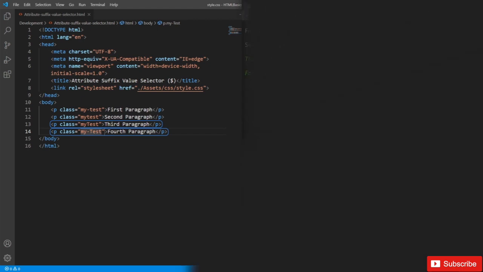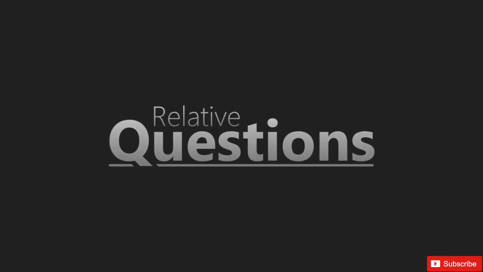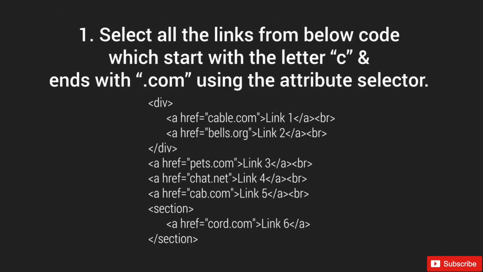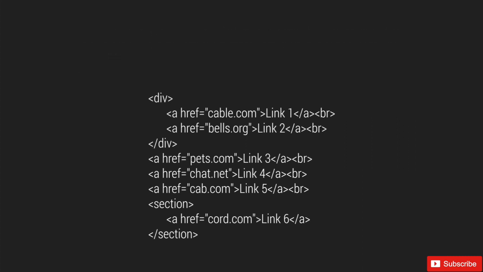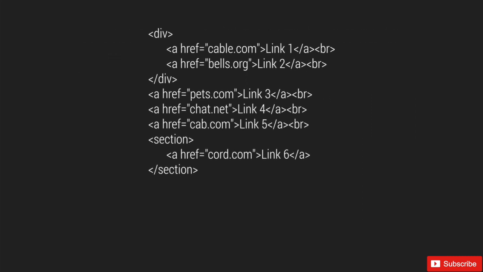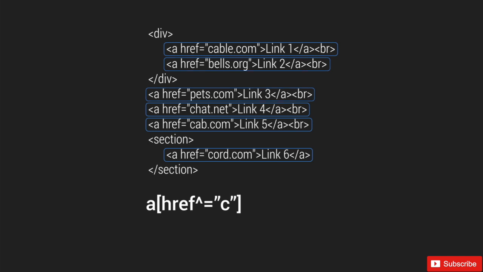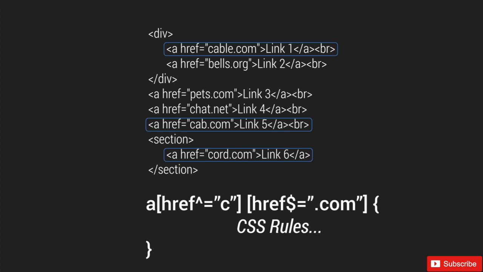Now let's discuss an assignment. Select all the links which start with the letter C and end with .com using the attribute selector. So you can write the styling like this. You say A, that is anchor tag. Inside the brackets, you give the href caret equals to C. This will select the links which start with C, and inside second bracket, you give the dollar equals .com. So this will select all the links which end with .com.